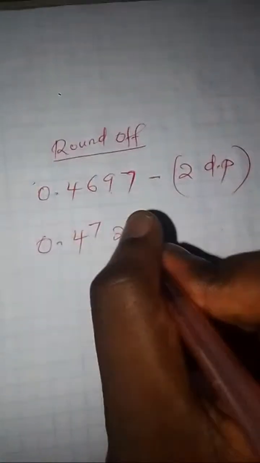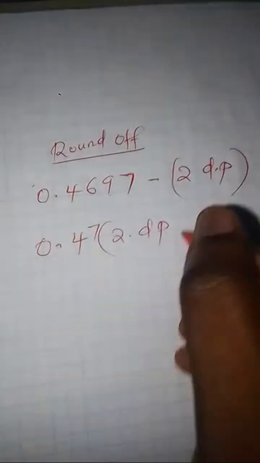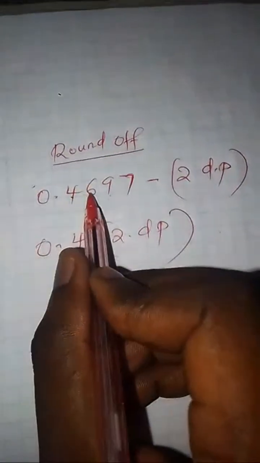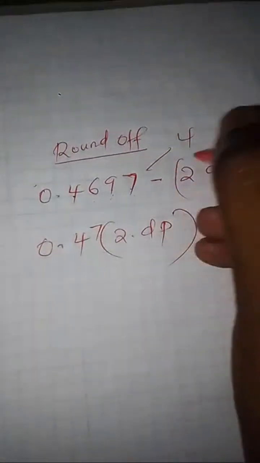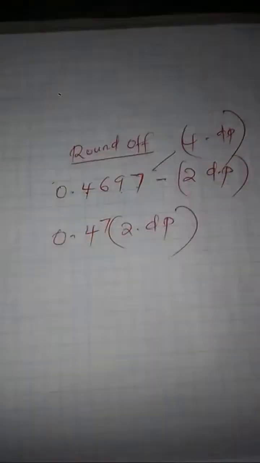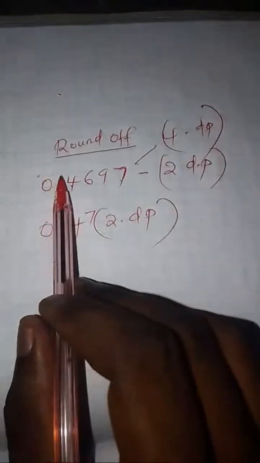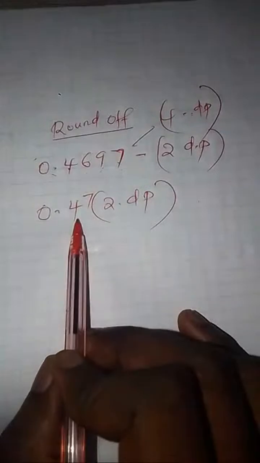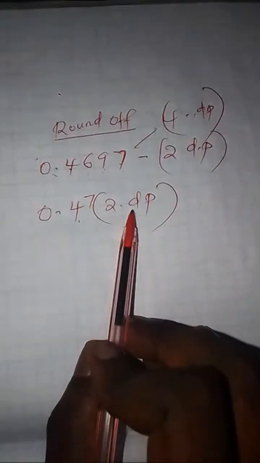This one is now in 2 decimal place values. This one is 1, 2, 3, 4. This one is in 4 decimal place values. So that is how we work out these numbers. This one is 4 decimal places. This one is in 2 decimal place values.